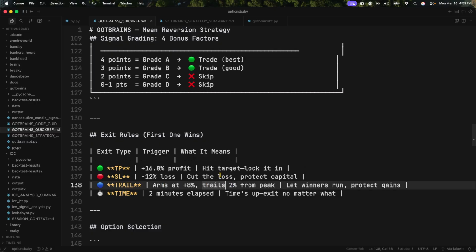If I ever drop 2% from the peak, get me out of position, right? So what it does is let the winners run, and then protect our gains. And then we have 2 minutes for all of this to happen. We have 2 minutes in order to take profit, 2 minutes in order to, if it's going to be a stop loss or not, 2 minutes in order to get out of the trail.